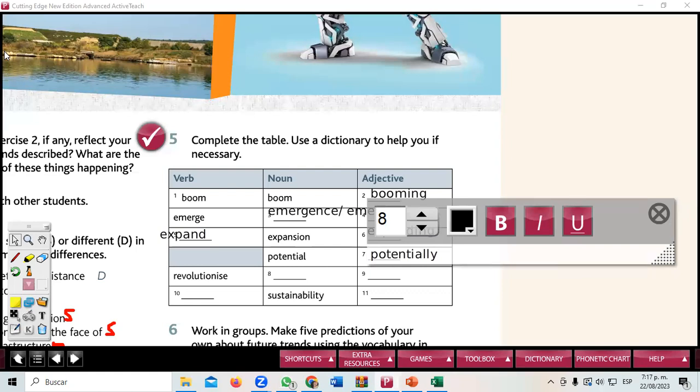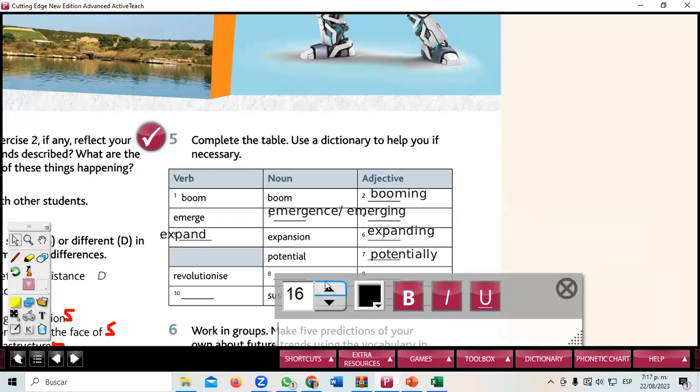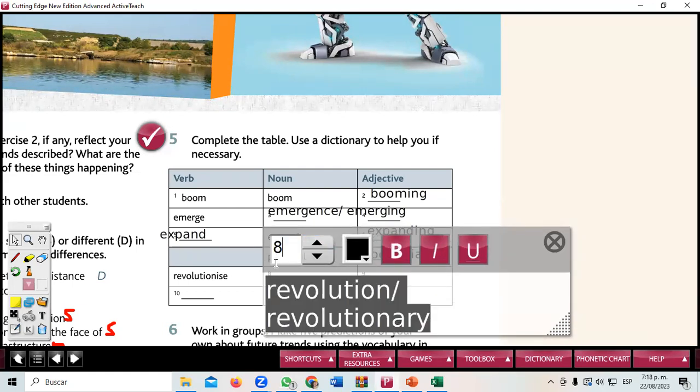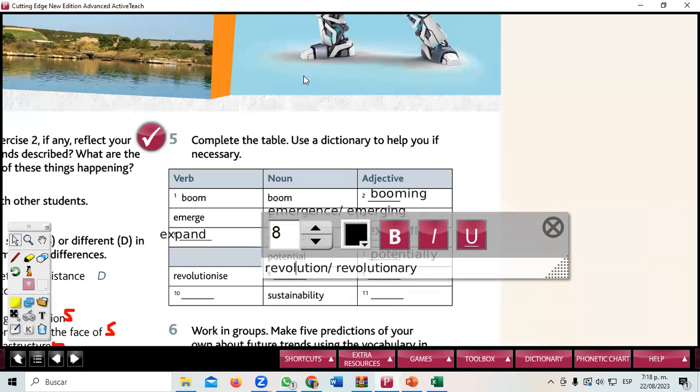So yes, number 8. Revolutionize. And now revolution and revolutionary. So revolution, and the adjective is revolutionary. Very good, thank you. And the last one, let's hear Jean-Claude for number 10. Sorry, teacher, I don't have the answer.